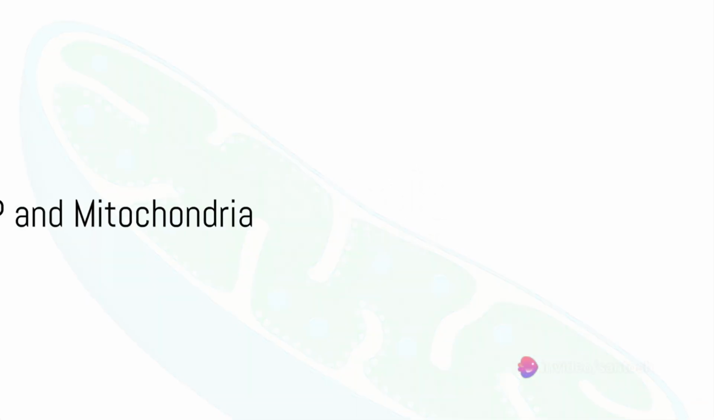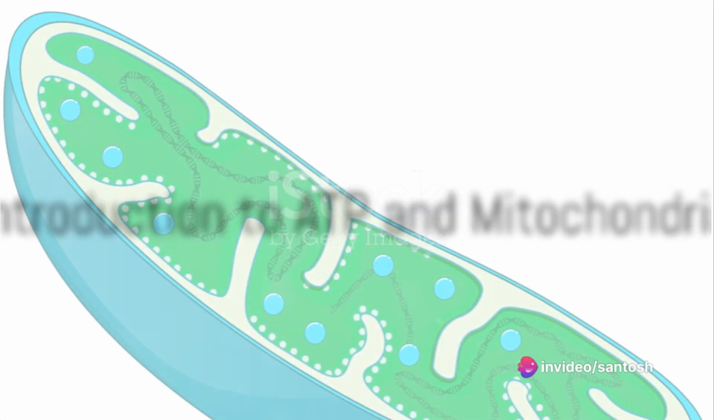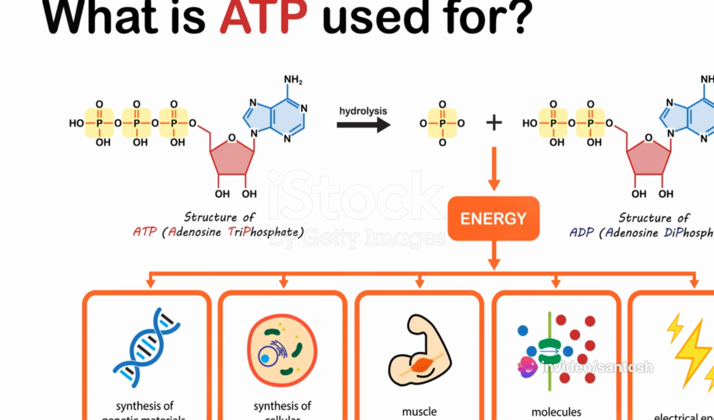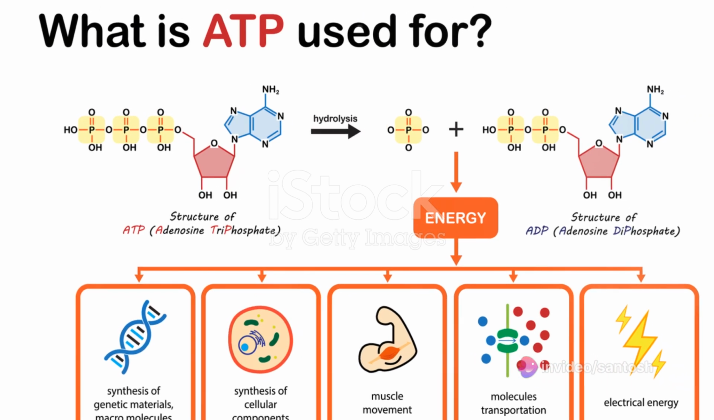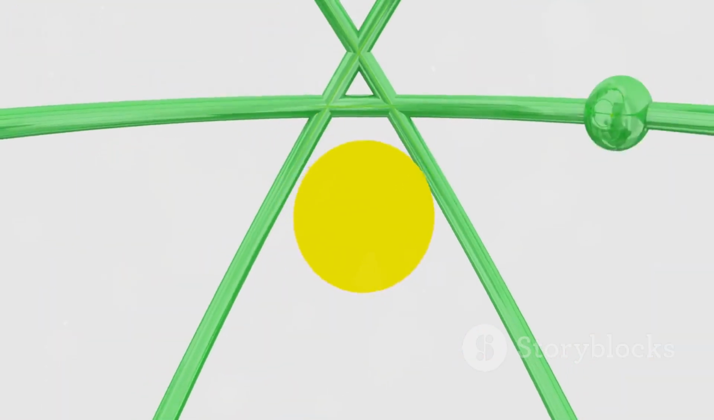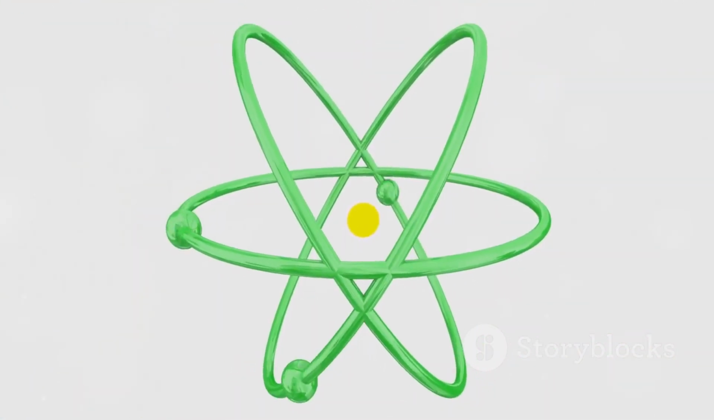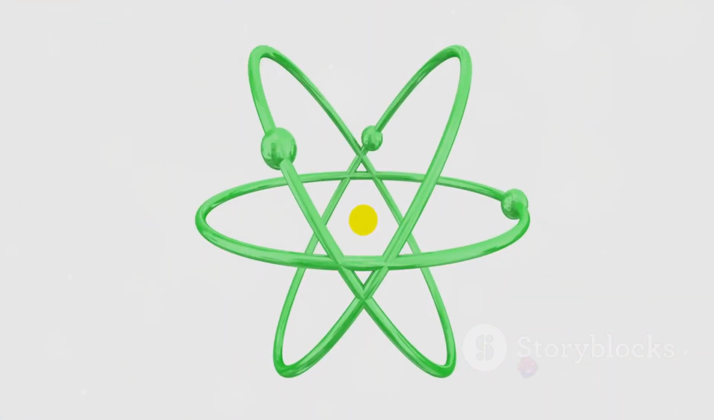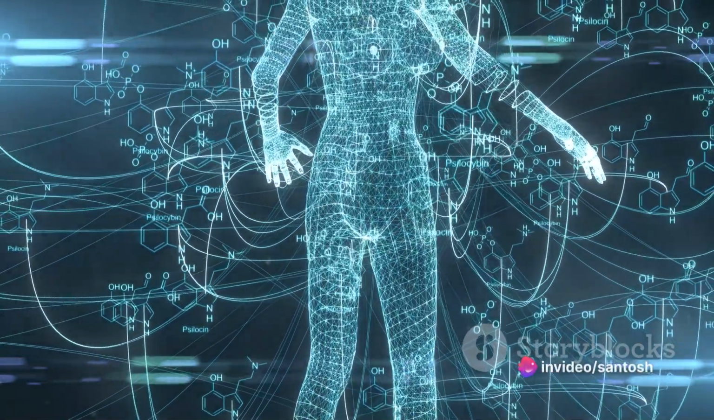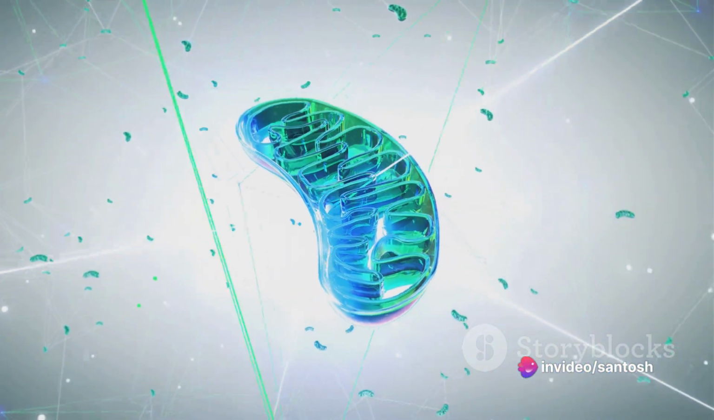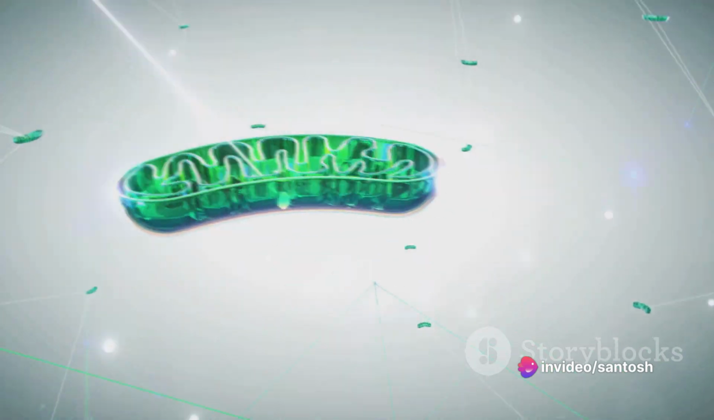Ever wondered why mitochondria are often hailed as the powerhouse of the cell? Well, it all comes down to a crucial molecule known as adenosine triphosphate, or ATP. This tiny molecule is the currency of life, powering virtually every activity of the cell. But how does this process actually work? Let's delve into the fascinating world of ATP production in the mitochondria.